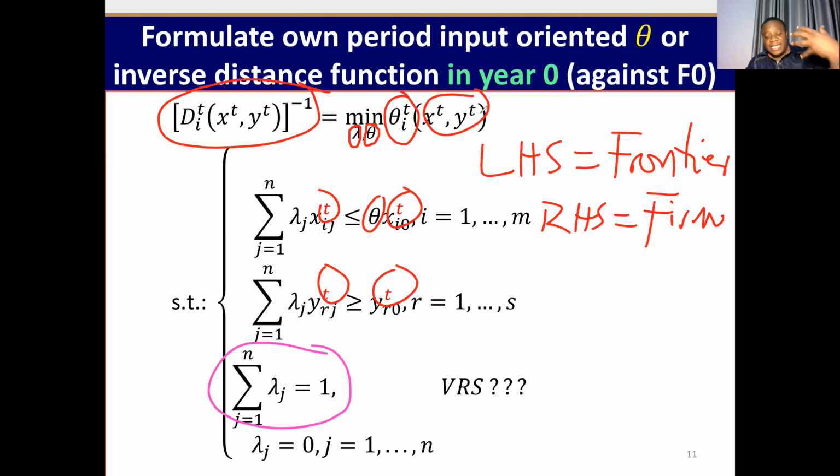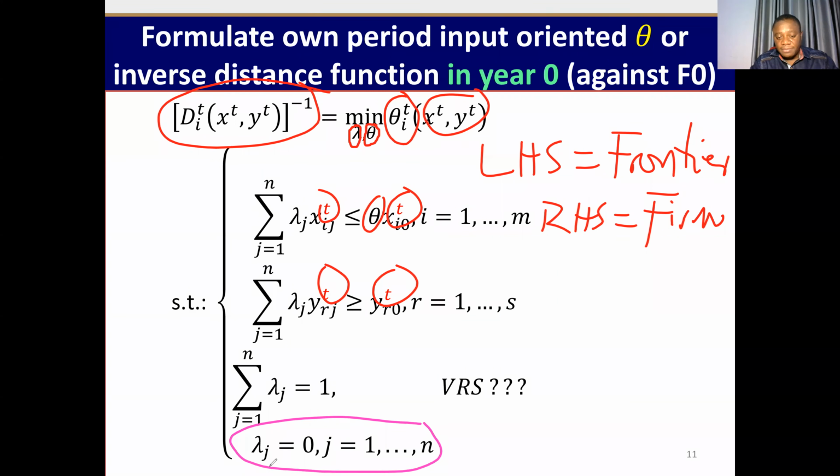I have also added a convexity constraint, what we normally call the non-negativity constraint, to indicate that this can be a VRS formulation. So if it is a VRS formulation, you add a convexity constraint. If there was no VRS, it means that it is CRS, and so that constraint does not come. And then finally, the non-negativity constraint, which is for the intensity factor, the lambda.